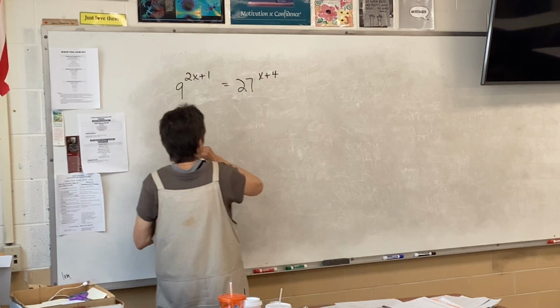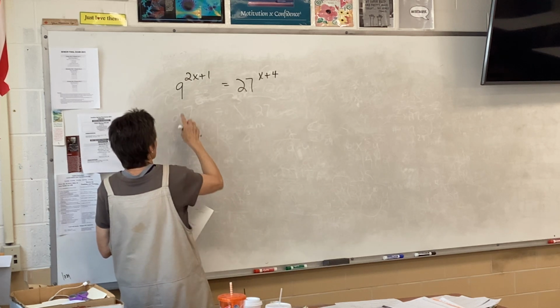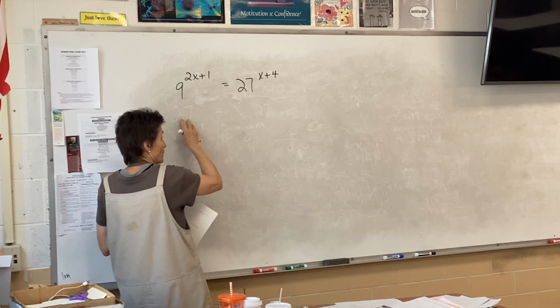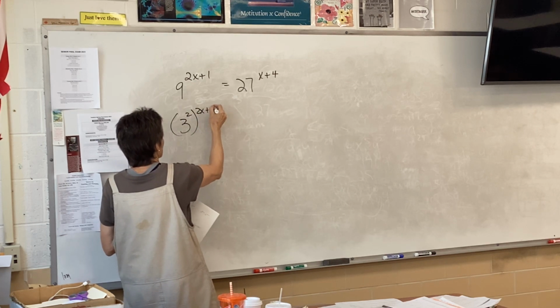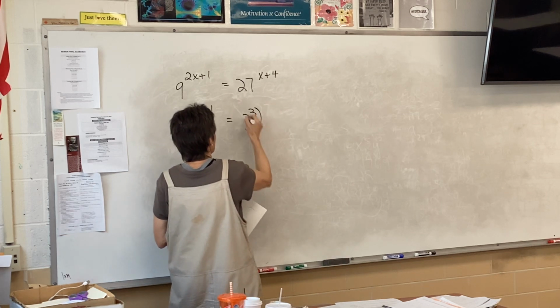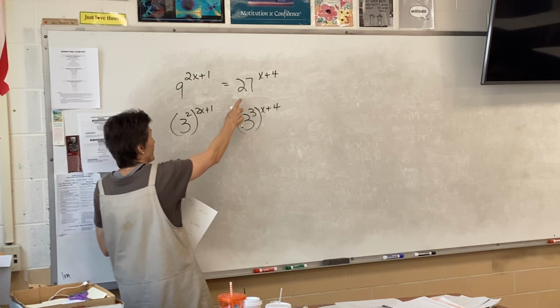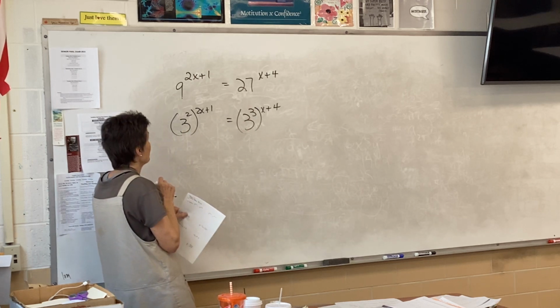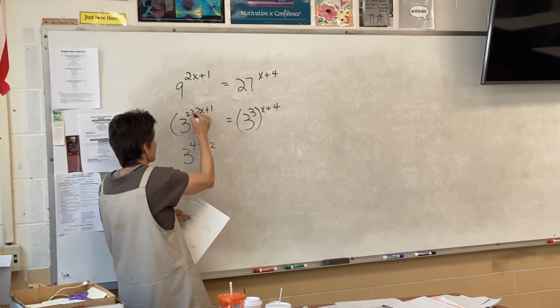And to solve this equation, we have to change these numbers into the same number. So 9 and 27, when you think about that, 9 is 3 squared, and 27 is 3 cubed. So I change my 9 into 3 squared and my 27 into 3 cubed. Now I'm going to multiply these exponents, and that's going to be a distributive.